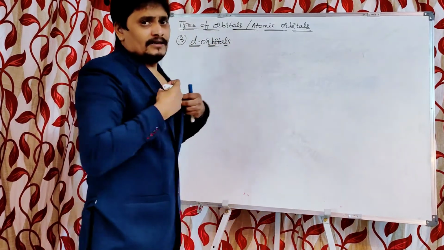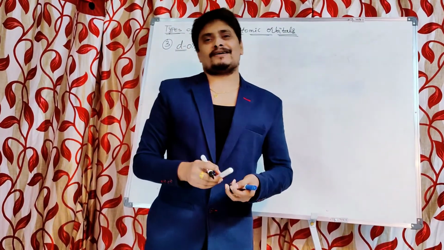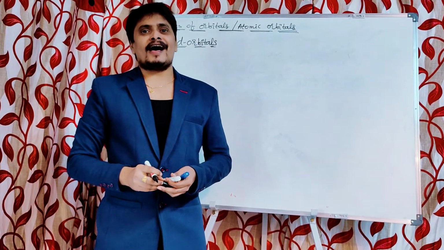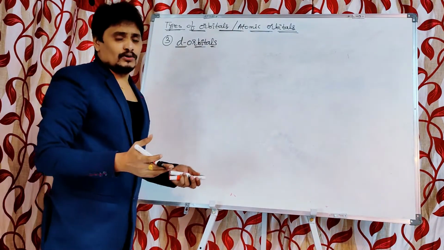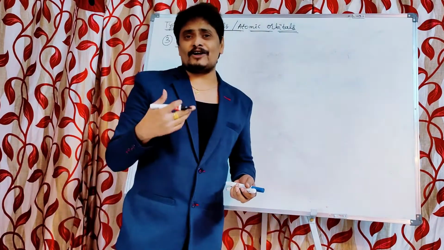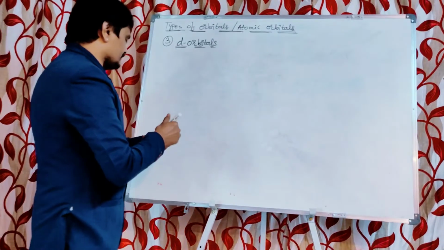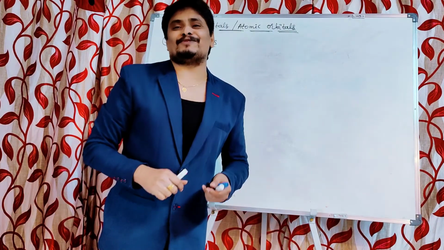Already said. These are double dumbbell in shape. And the next one is, these are also directional, right? These are also directional. And these d orbitals are classified into 5 types, students.